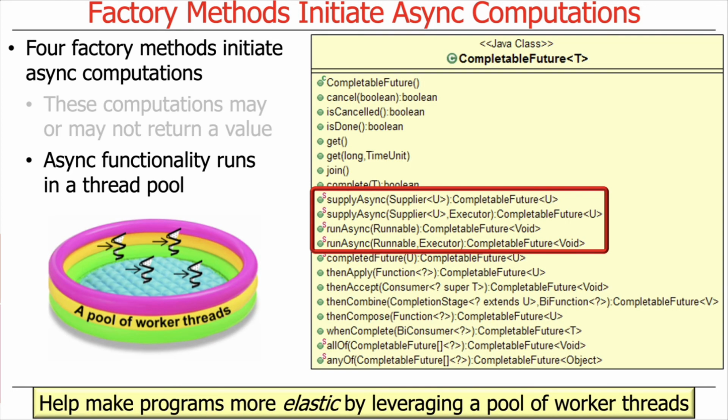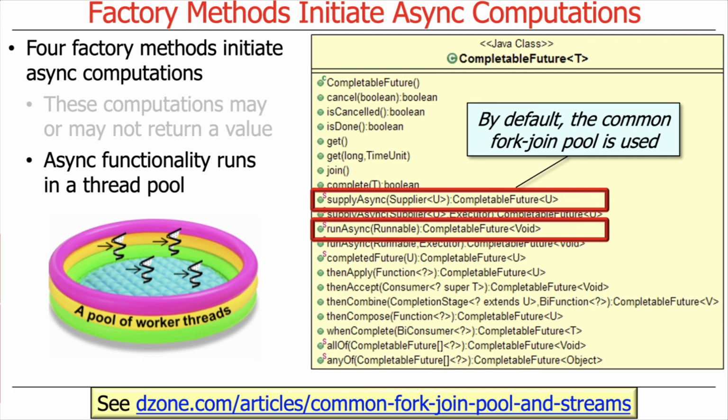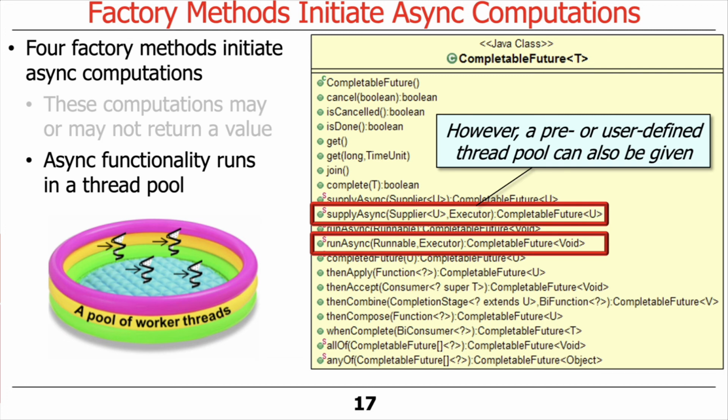Regardless of whether you use supplyAsync or runAsync, the asynchronous functionality will ultimately run in a thread pool. If you think about how that maps back to the reactive programming principles, that allows programs to be more elastic because they can leverage a pool of worker threads, which are themselves mapped down to a bunch of cores on a modern multi-core multiprocessor. By default, the common fork join pool is used if you use supplyAsync or runAsync with no parameters except the supplier or the runnable. But if you choose the version that takes the executor, you can designate a thread pool of your choice, which could be one that comes out of the box, like a fixed size thread pool or cached thread pool, or a non-common fork join pool, or you could make your own custom thread pool if you wanted.